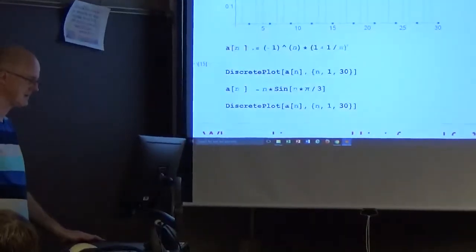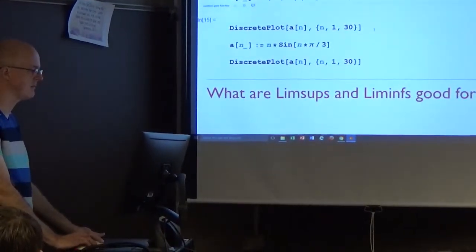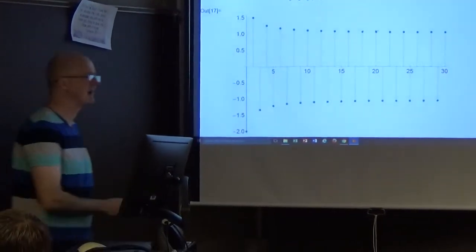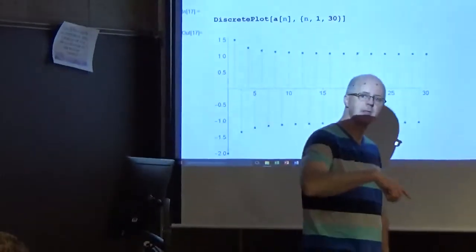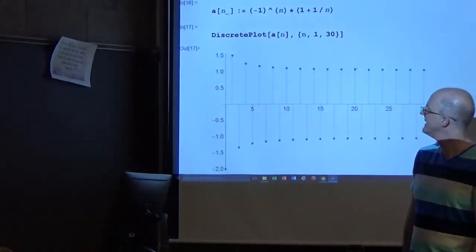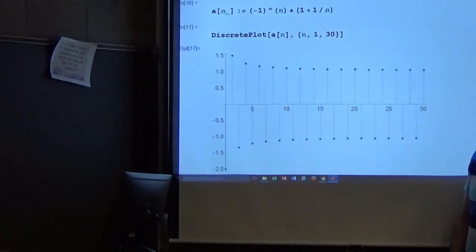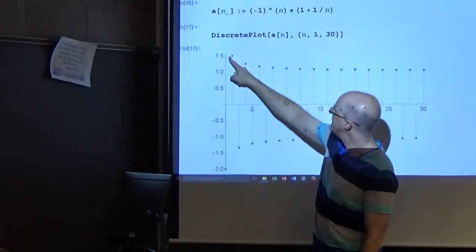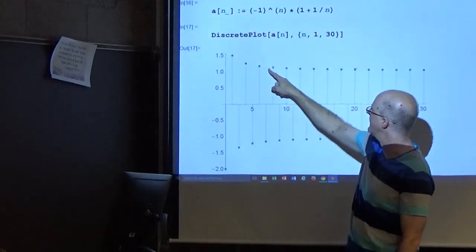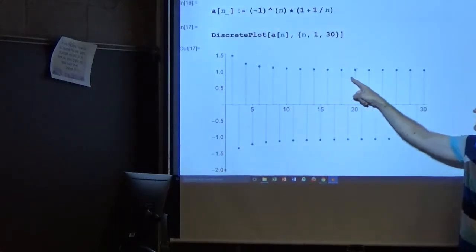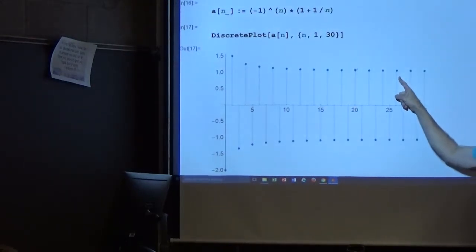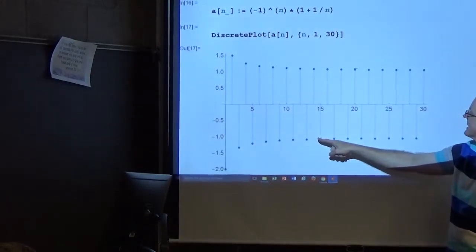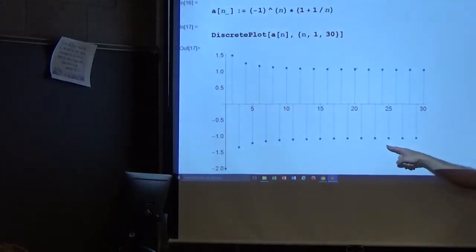How about this one? an is (-1)^n times (1 + 1/n). What's a discrete plot of that look like? It looks like this. So this is not bouncing back and forth between 1 and -1. It's not doing that, but the odd subscripted terms, x1, x3, x5, x7, x9, etc., are approaching +1. And the even subscripted terms, x2, x4, x6, x8, x10, etc., those are approaching -1.